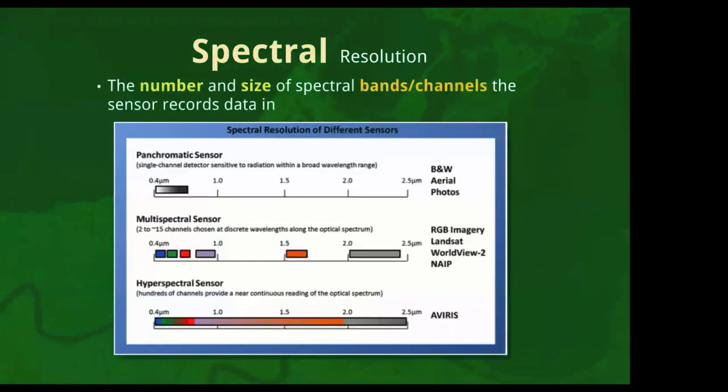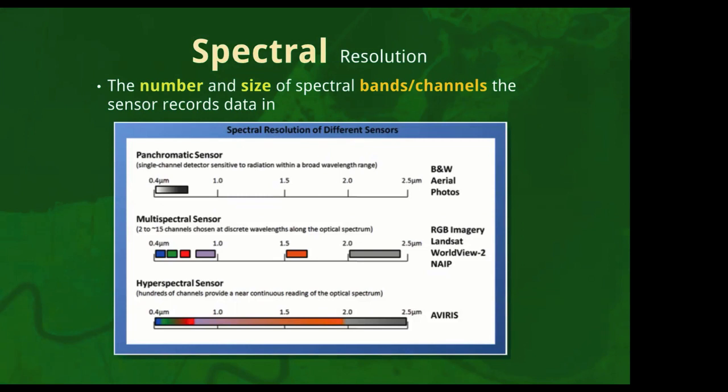Spectral resolution refers to the number and size of spectral bands the sensors can record data in. Just think about a sensor. A sensor may record data in only 1 band, or multiple bands, or many, many different bands. By category, we classify spectral resolution into 3 general categories, but more specifically, you should refer to the spectral resolution of a sensor to say, for example, this sensor has 4 bands.